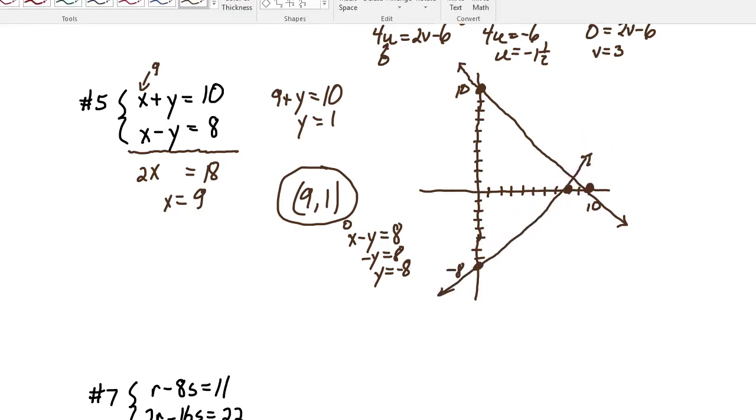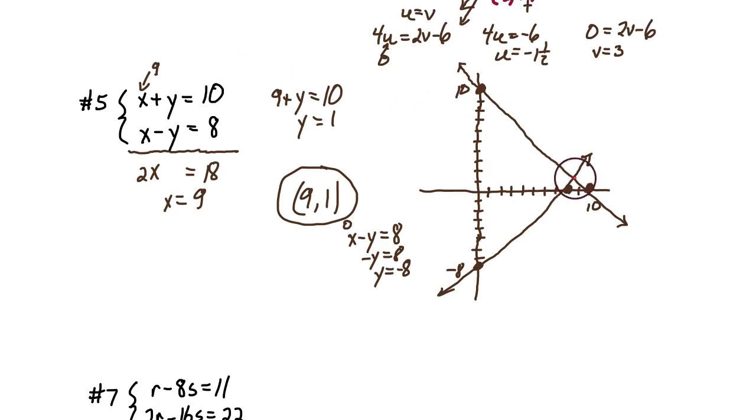The intersection of the lines is the solution to the system. That dot is 9, 1.